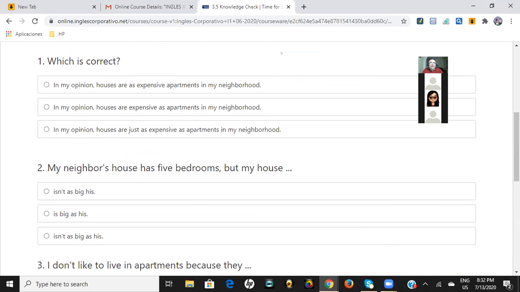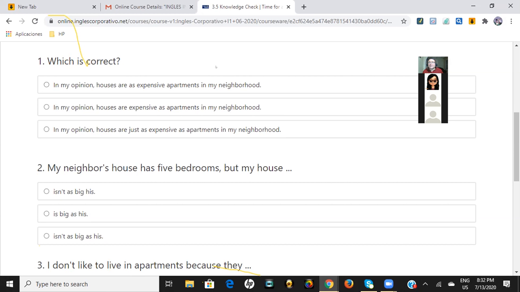Yes. Okay. So the first question says, which is correct? In my opinion, houses are as expensive apartments in my neighborhood. In my opinion, houses are expensive as apartment in my neighborhood. Or in my opinion, houses are just as expensive as apartments in my neighborhood. The number three? Yes. Teacher, I didn't receive anything. What is it? I didn't receive anything.